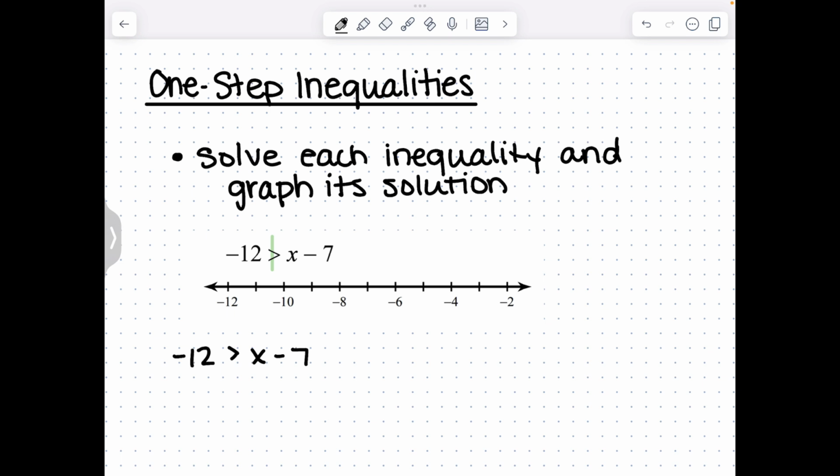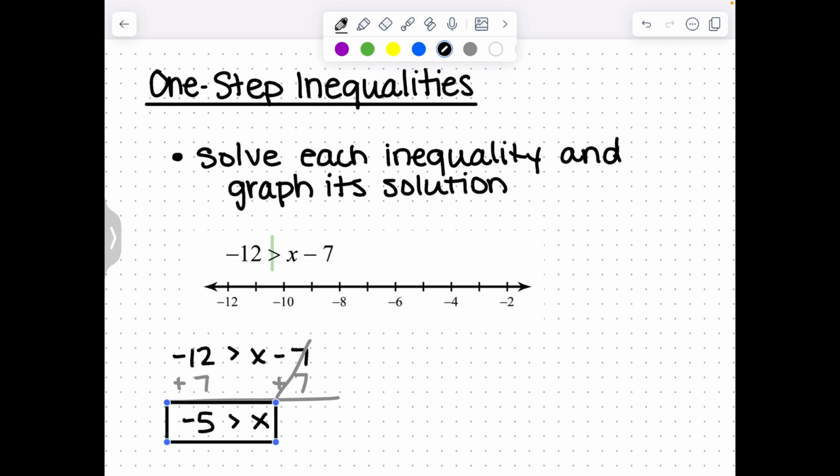Now the goal when solving is still to get the variable by itself and then a number on the other side. So we'll use our inverse operations to clear out that negative 7. It said x minus 7. We'll use our inverse operations to cancel those to 0. On the left, we do negative 12 plus 7, and that gets us negative 5. And we bring down that same inequality sign, so it's still greater than, and then there's our x. Now, technically, we have solved this. This is our solution. Negative 5 is greater than x, but now we need to graph this.